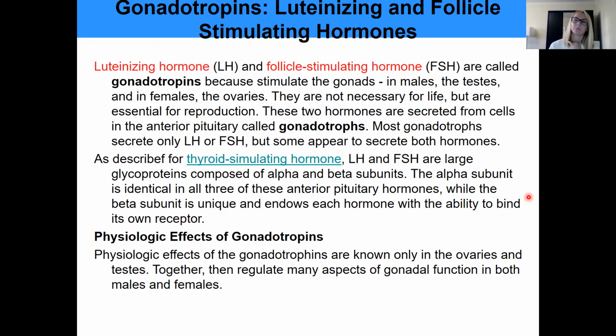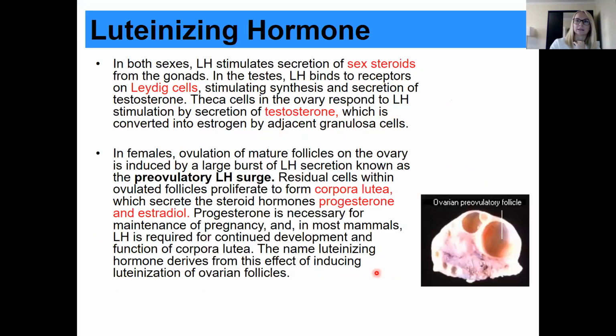The next two hormones are luteinizing and follicle stimulating hormones, which are considered gonadotropins. These hormones are not essential for life, but they are important for reproductive function. So let's discuss the effects. Luteinizing hormone stimulates secretion of sex hormones in both males and females. In testes, luteinizing hormone binds to receptors on Leydig cells, stimulating synthesis and secretion of testosterone.